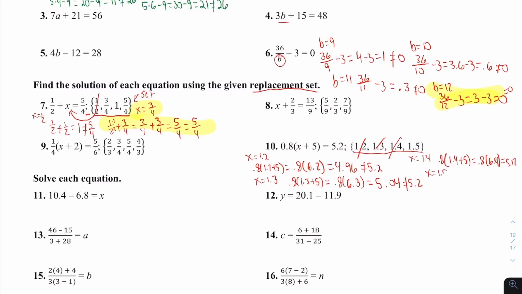X equals 1.5. We can't just assume that this is the right answer, because it's possible that we could have no solution. 0.8 times 1.5 plus 5 equals 0.8 times 6.5, and that's going to be equal to 5.2. So that's the one that we're looking for.